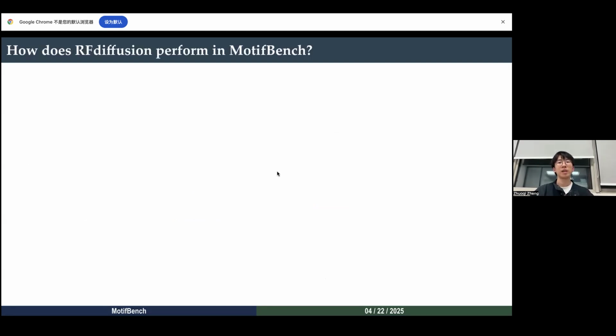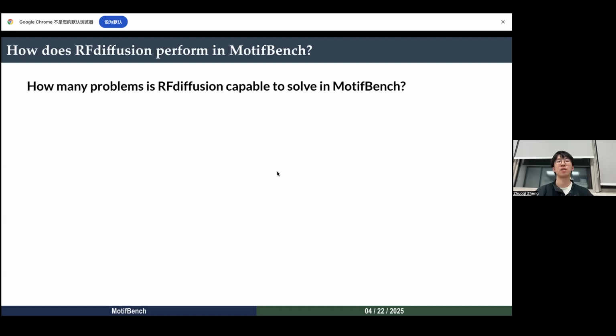So we now have this matrix and test cases. To test the utility of MotifBench, we first evaluate MotifBench on RFdiffusion, which is one of the most powerful motif scaffolding methods and also validated in experiments. The first question is: how many problems is RFdiffusion capable of solving in MotifBench? The answer is we get 14 out of them, approximately half of the 30 problems to be solved.